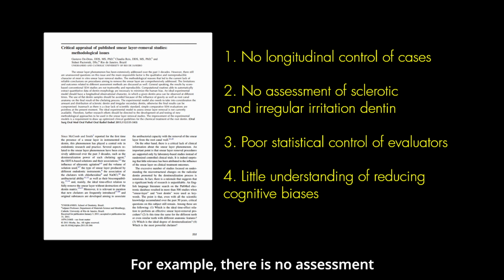For example, there is no assessment of sclerotic or irregular irritation dentin in these cases because you don't know it's there. And that's an unknown if you don't have a longitudinal control. And then they go over the very poor statistical control of the evaluators and the multiple mistakes made in how those evaluators are doing their assessment.